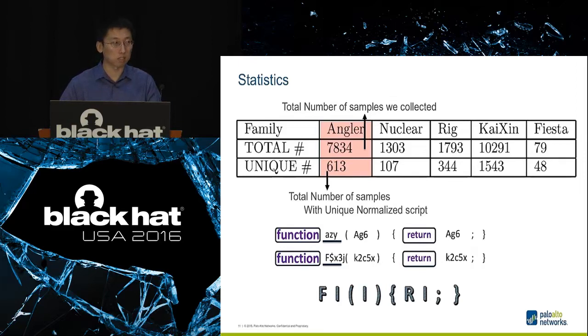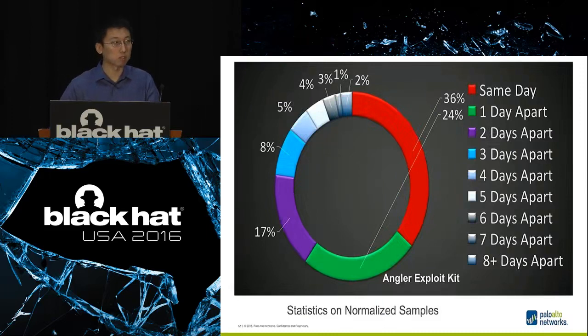We further analyzed why so many samples have the same code structure. We found that the majority of the samples were collected on the same day or 1 or 2 days apart. For example, for the Angular samples we collected that have the same code structure, 36% of samples were collected on the same day, and 24% were collected 1 day apart.